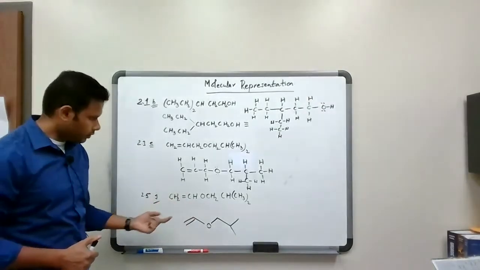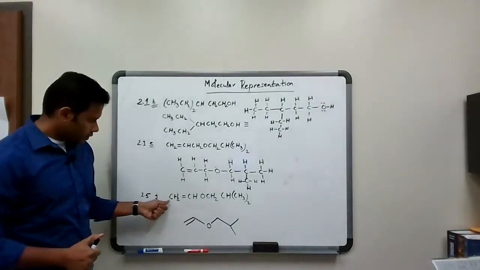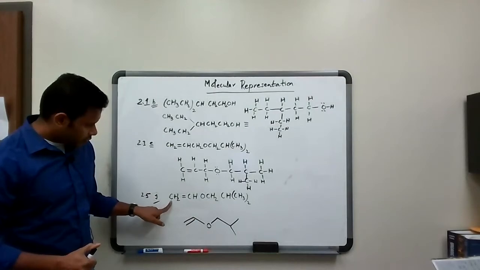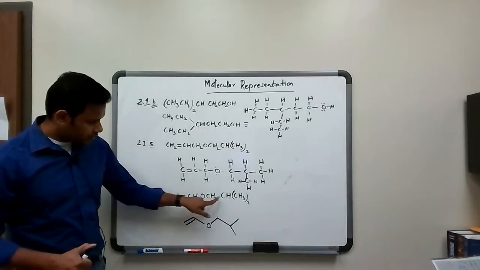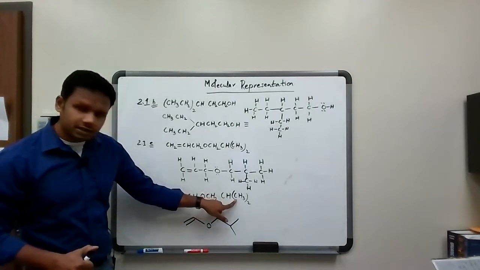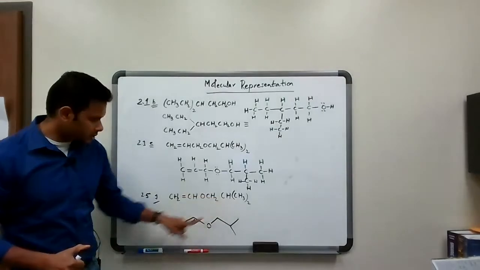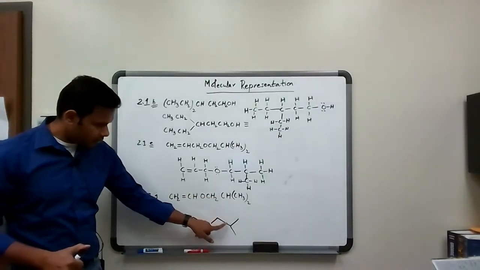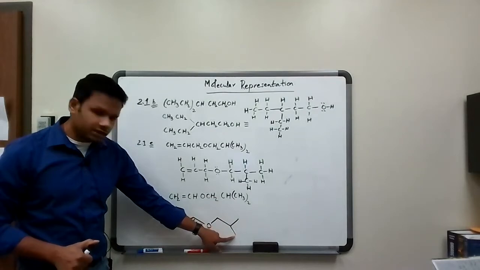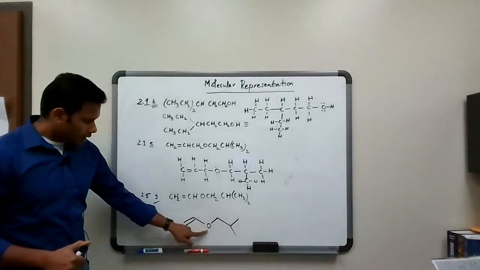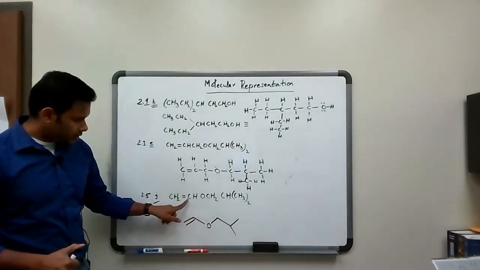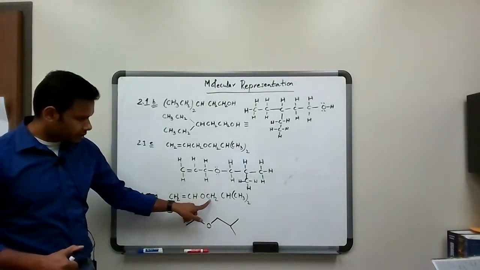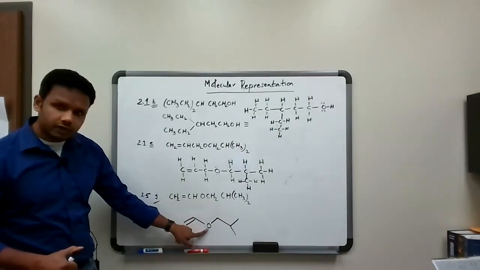So let's just make sure that everything matches up. If you look, we have overall 1, 2, 3, 4, 5, and 6 carbons in the condensed structural formula. And we have 1, 2, 3, 4, 5, and 6 carbons. Oxygen is between this second carbon and that third carbon. That's where the oxygen is.